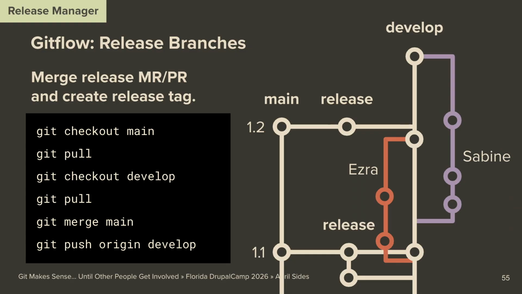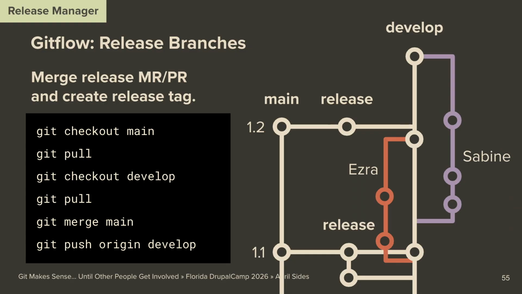So this is after the release has gone through, the changes are now all on the main branch, I think. I might be confusing myself. Okay. So any changes that are on main will now be in the develop branch where everybody is working.